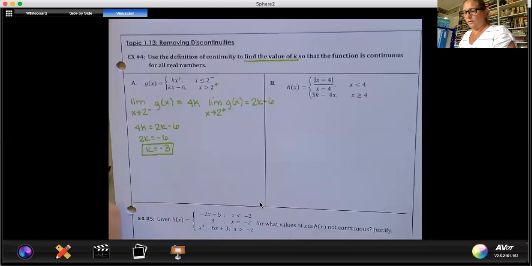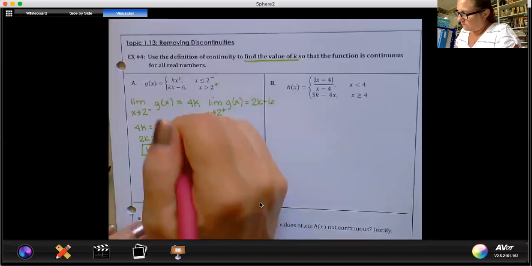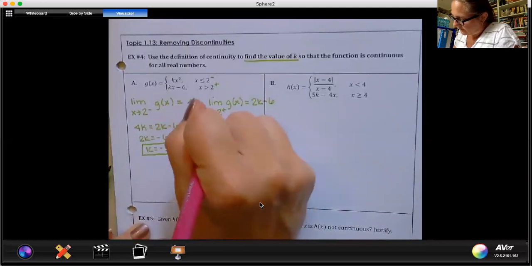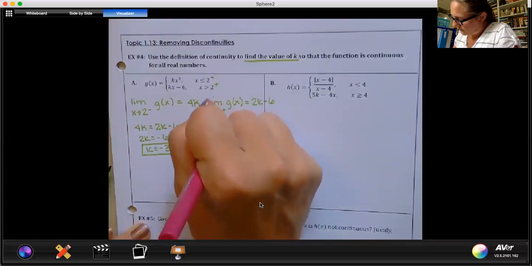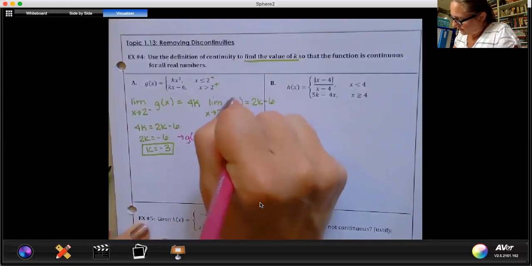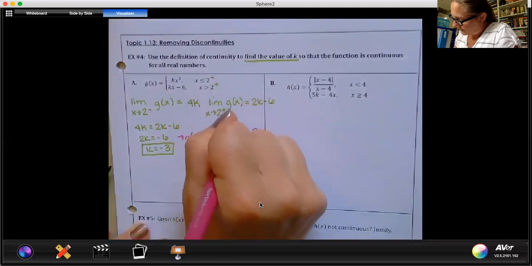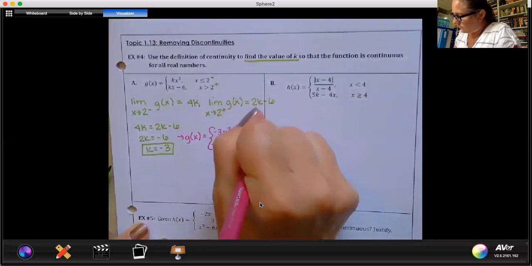So what that implies is that g of x equals -3x squared for x less than or equal to 2, and -3x minus 6 for x greater than 2.